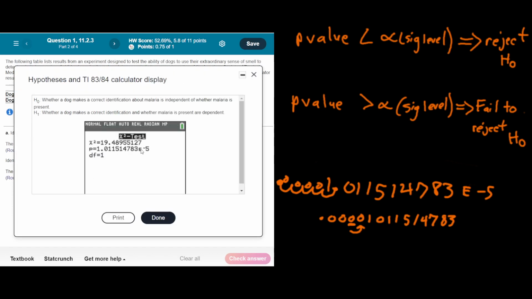So you can see I worked out the p-value earlier. The p-value, they give us 1.0115. We have e-5, so we're going to take that decimal and move 5 places to your left. So 1, 2, 3, 4, 5. Every loop that you make will get a 0. And so now we're here. So that's really 0.0000101. And it says to round to 3 decimal places.